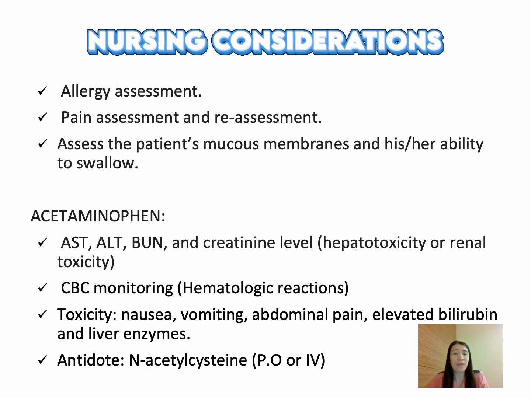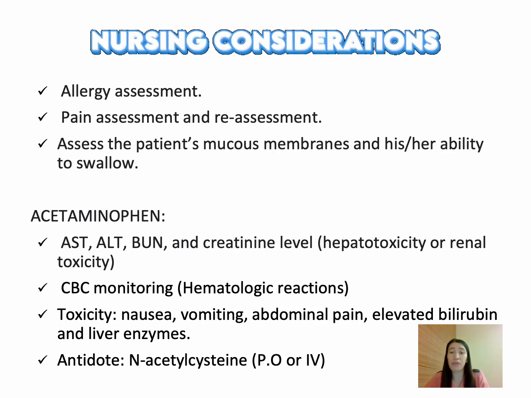For acetaminophen, liver functions, blood urea nitrogen, and creatinine levels should be monitored to watch out for hepatotoxicity or renal toxicity. We need also to do CBC monitoring to watch out for hematologic reactions. Toxicity of acetaminophen includes nausea and vomiting, abdominal pain, and elevated bilirubin and liver enzymes. And the antidote for acetaminophen is N-acetylcysteine.